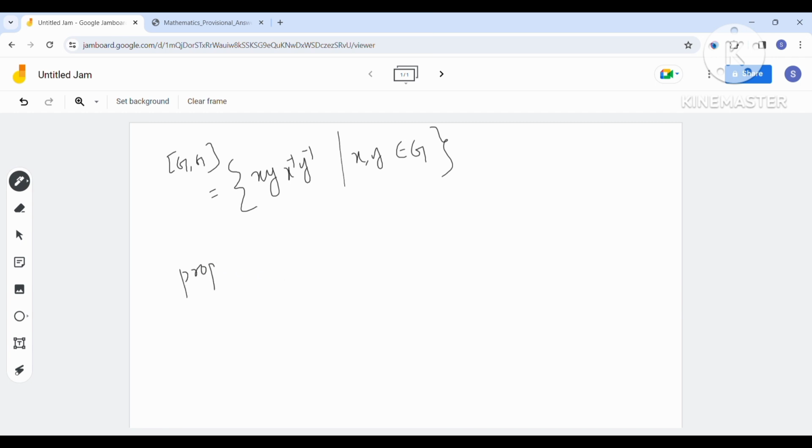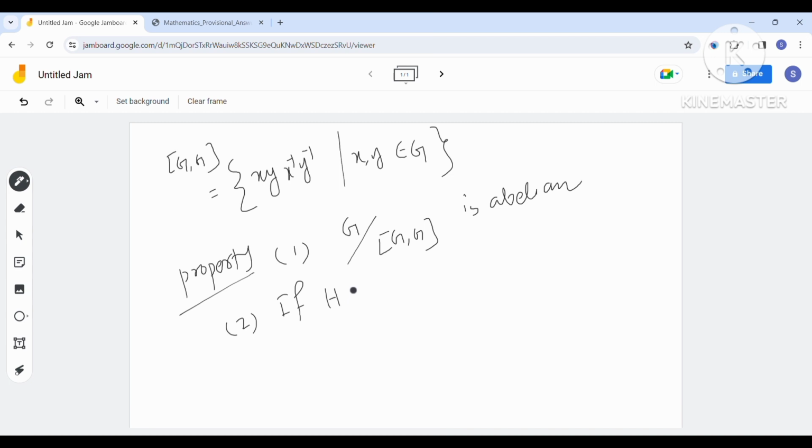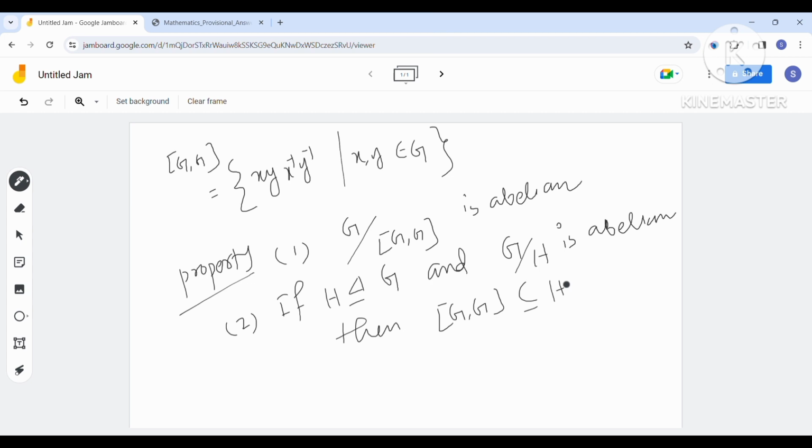Properties. One important property, number one: G mod the commutator subgroup of G is abelian. Number two: if H is normal in G and G mod H is abelian, then the commutator subgroup is contained in H. So these two properties are very important.